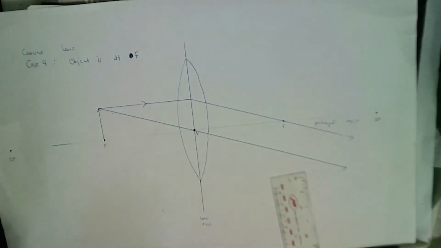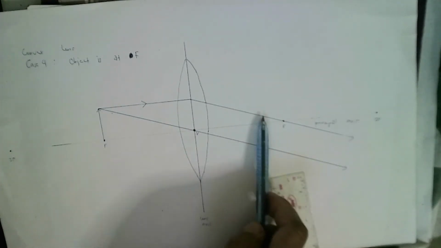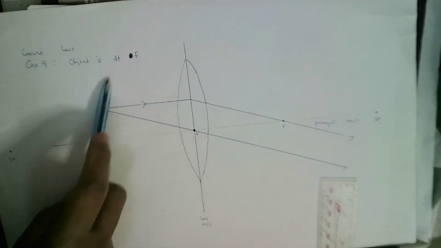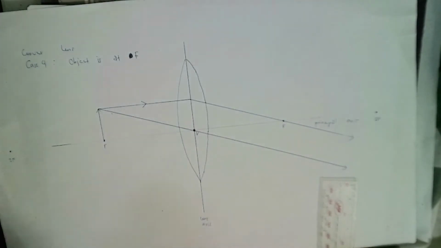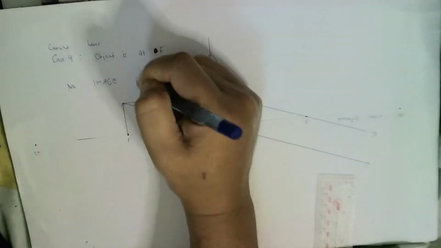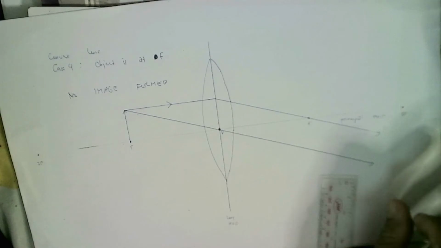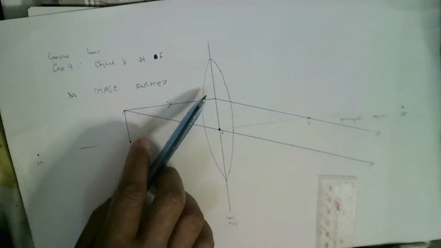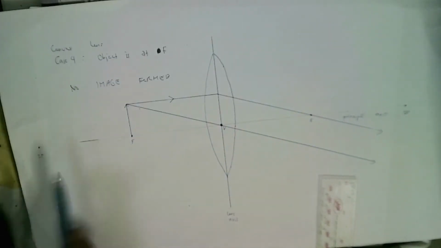Okay. Now in this case, notice that these lines are parallel. So if you move them forward, they are not going to meet. Even if you trace them backwards, they are also not going to meet. So in this case, we will just say that there is no image formed because the light rays don't meet when you move them forward. They don't even meet when you move them backwards because they are parallel to each other. Okay, so there is no image formed.